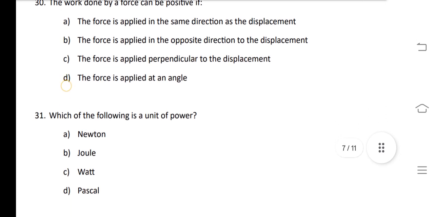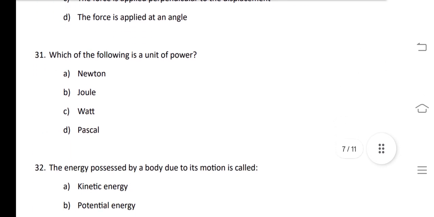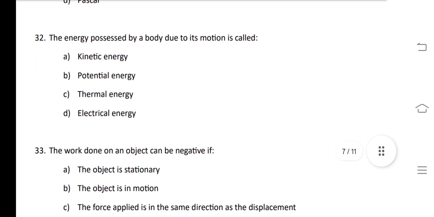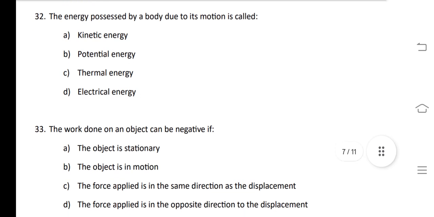Moving on to next question. Which of the following is a unit of power? SI unit of power is watt. Our next question is the energy possessed by the body due to its motion is called kinetic energy. Option number A is the correct answer.